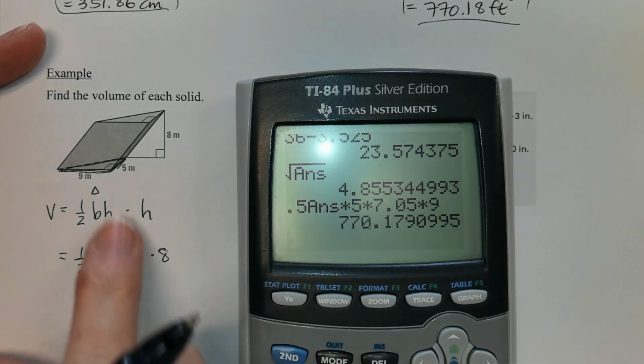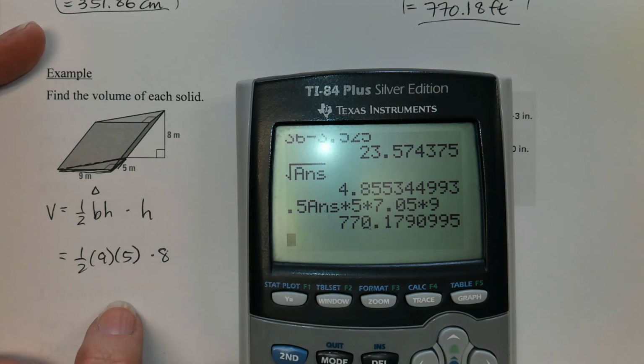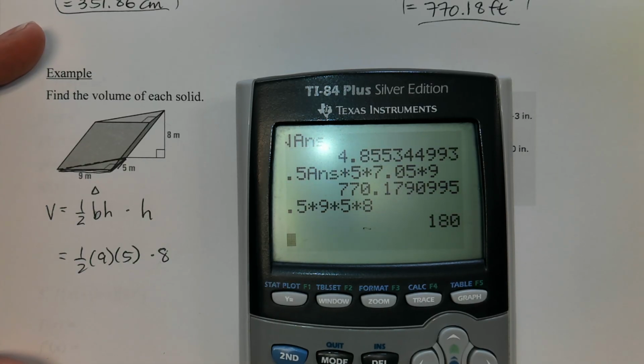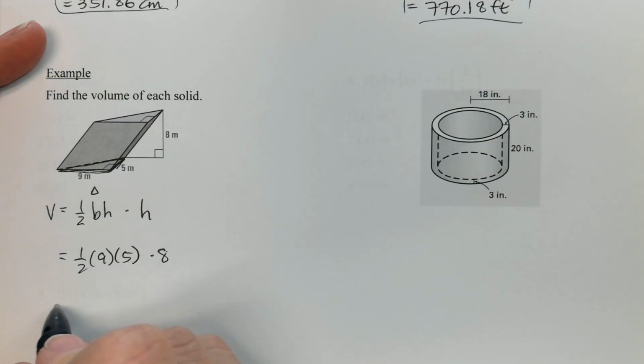The only time they'd be the same is like if all these numbers were the same. But these guys usually should be different. So I got 1/2 times 9 times 5 times 8 gives me 180.